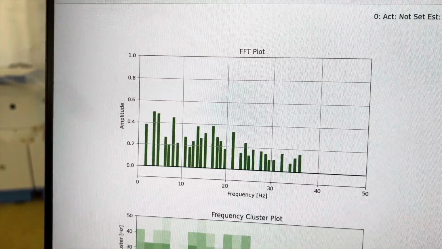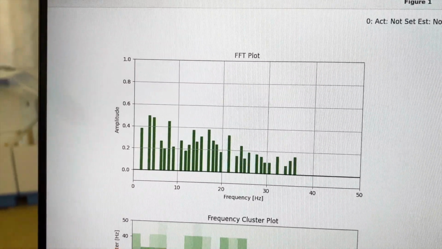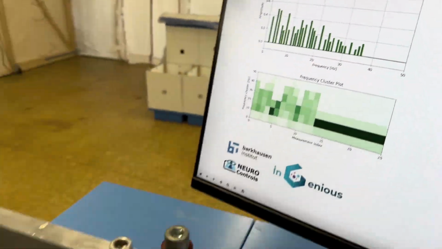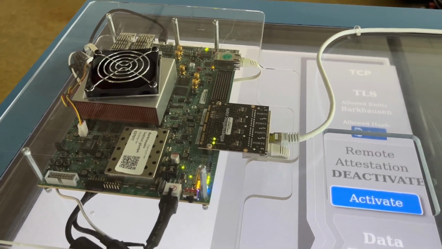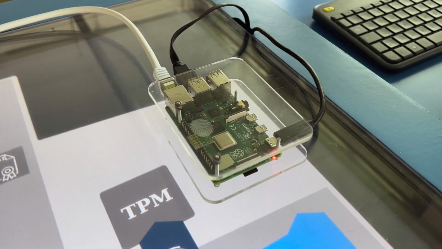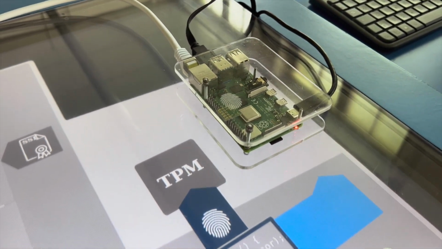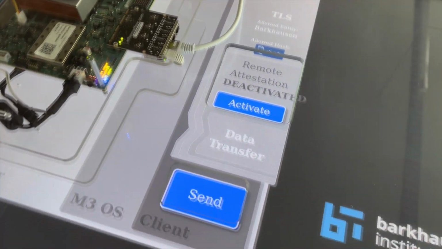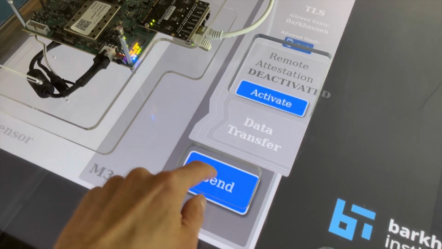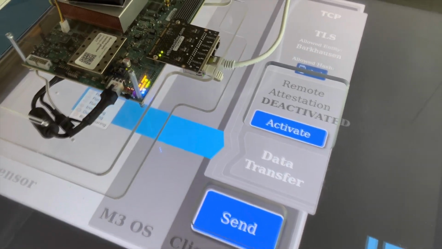This information is being sent through our remote attestation unit. This attestation unit is an FPGA. It is connected via a network to a Raspberry Pi single board computer that is simulating a cloud server. The idea is that the FPGA, which is running the M3 operating system, sends the received sensor data to the cloud server.